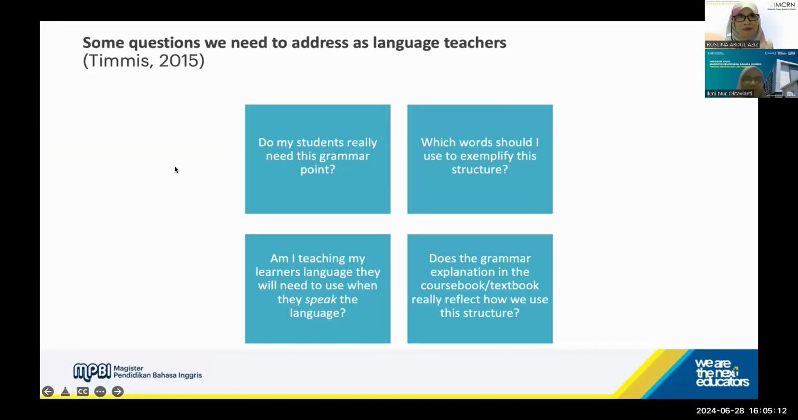So, talking about using corpus for language teaching, before we talk about it, we are sometimes wondering, as a language teacher or as an English teacher, about questions like: do my students really need this grammar point? Which words should I use to exemplify the structure? Am I teaching my learners language they will need to use when they speak the language? Things like this are quite challenging to do in our classroom.